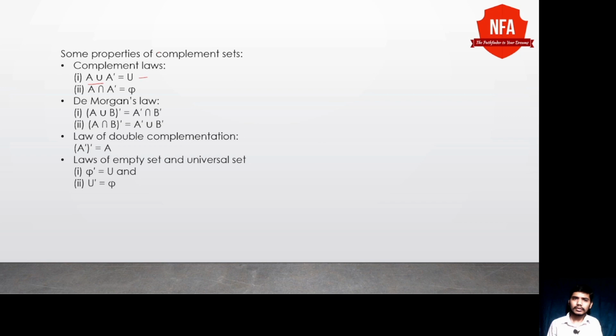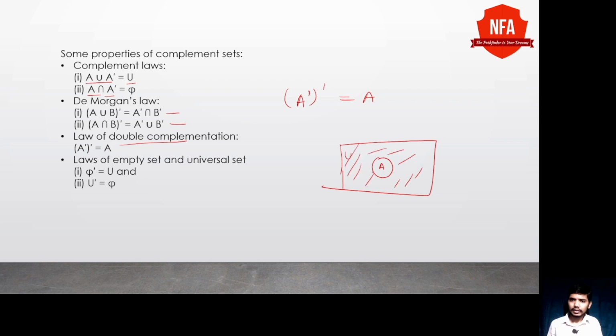Again, the De Morgan's laws are here. This is the law of double complementation, which says the complement of A's complement is equal to A. We know if this is the set A and this is the universal set, then this region belongs to A complement. Then the complement of A complement will be A only.